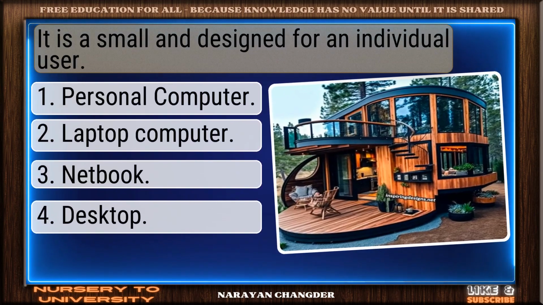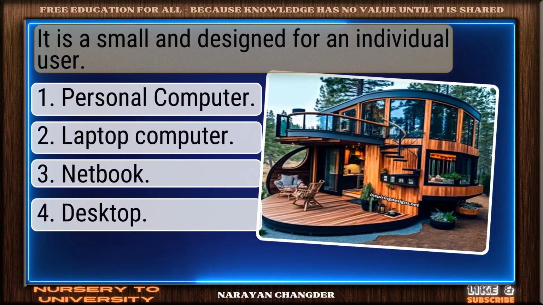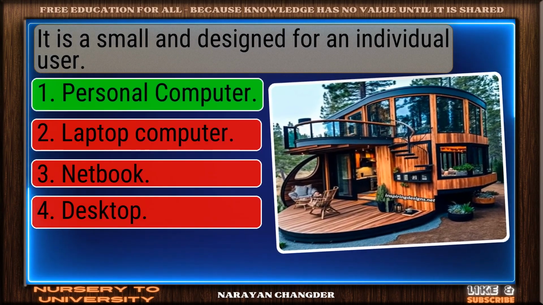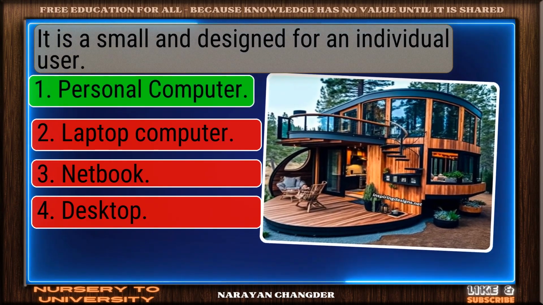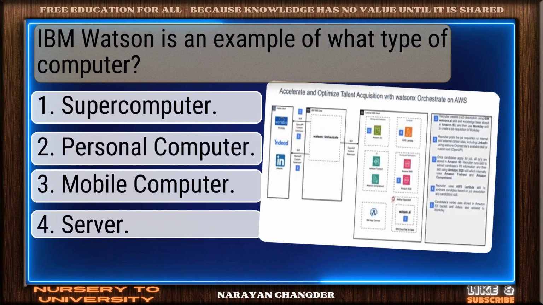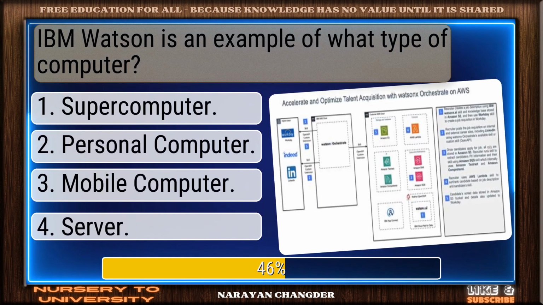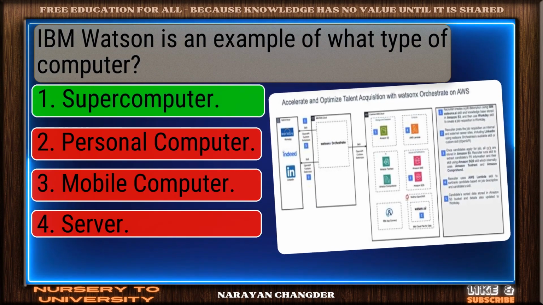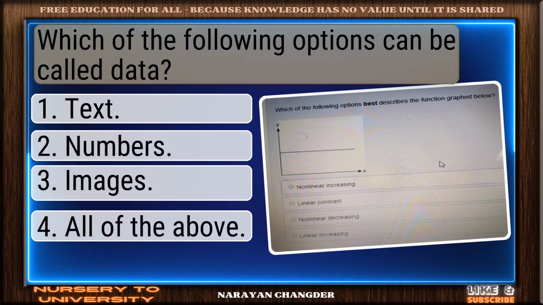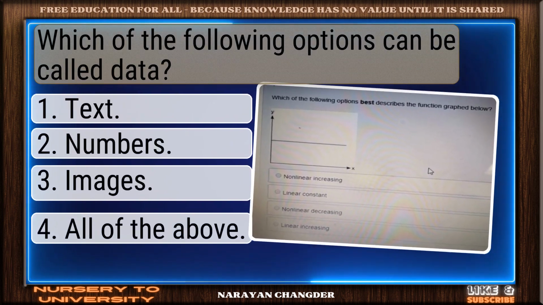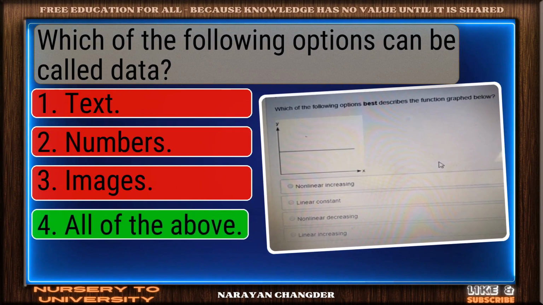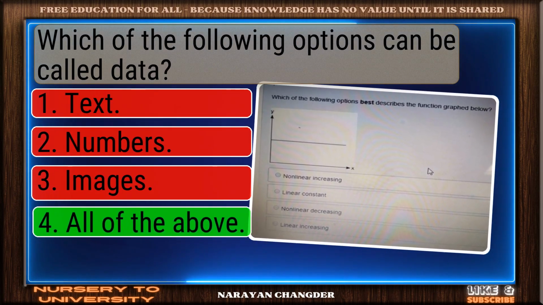It is small and designed for an individual user. Solid response. Personal computer is valid. IBM Watson is an example of what type of computer? Exactly. Supercomputer makes sense. Which of the following options can be called data? Great thinking. All of the above is right.